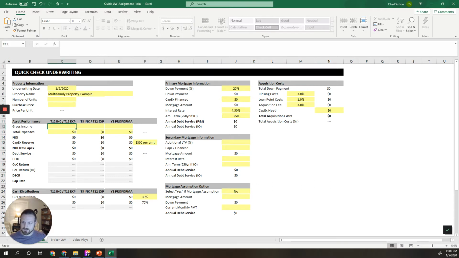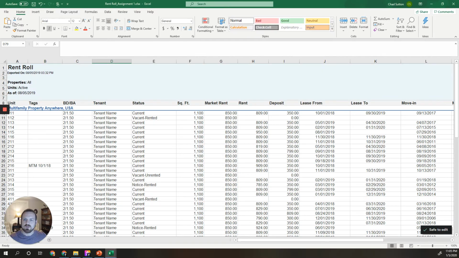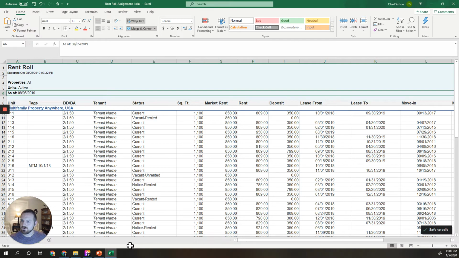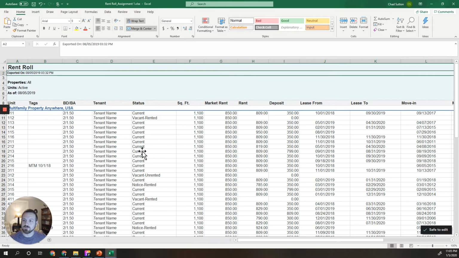So let's go get our income. If we go over to the rent roll, first couple of things we're going to notice about this rent roll is it was pulled on August 5th, 2019. So at the time, this would have been current. You always want to make sure that date is somewhat respective to the time frame that you're underwriting for that property. Let's go count up our units here.